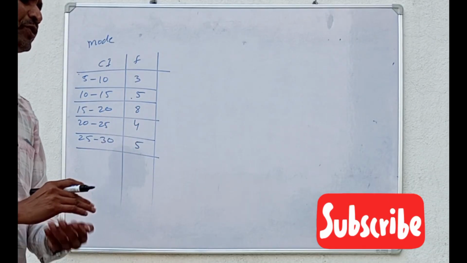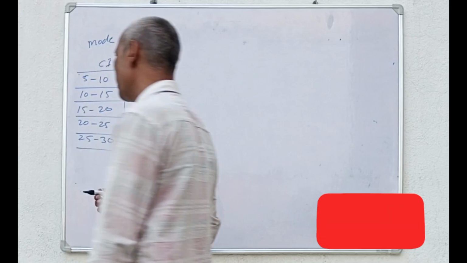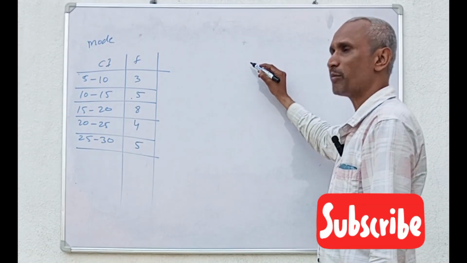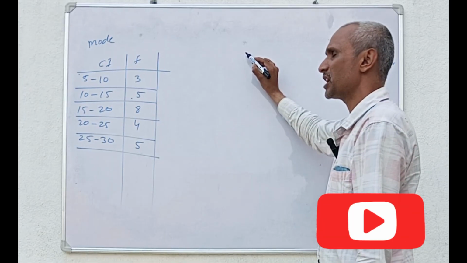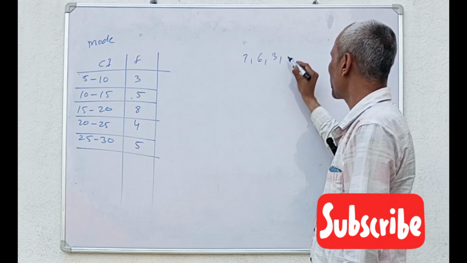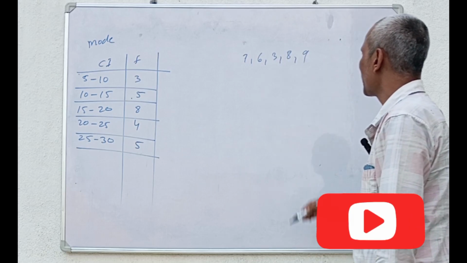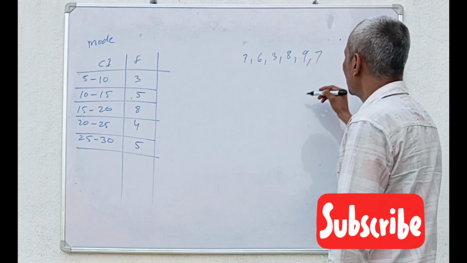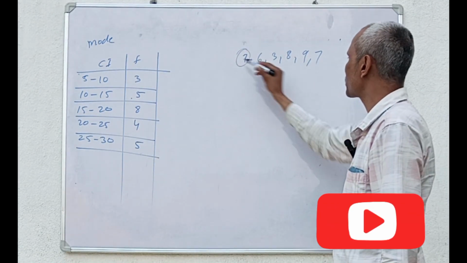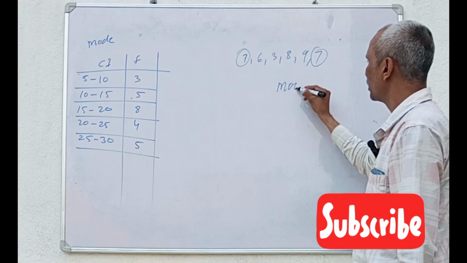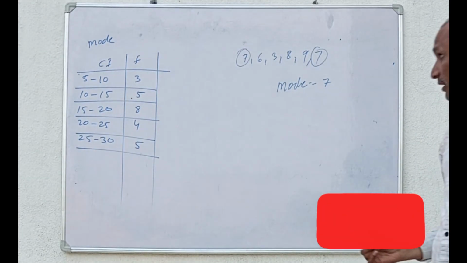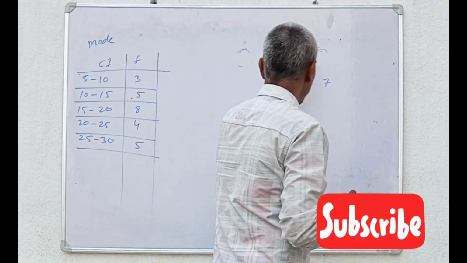This is grouped data, but first let us take an example of finding the mode for ungrouped data. A student scored marks in four or five exams, out of 10: 7, 6, 3, 8, 9, and again 7. What is the mode of this data? Here 7 arises 2 times. So the mode of the data is 7, because it came more times. Like that, we are finding the mode of the grouped data.